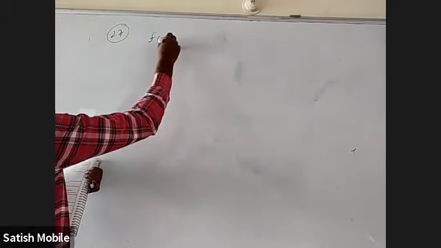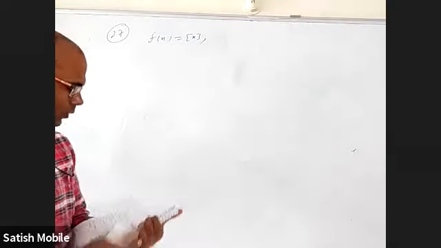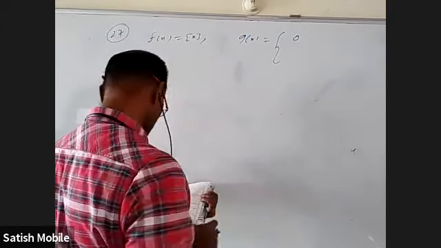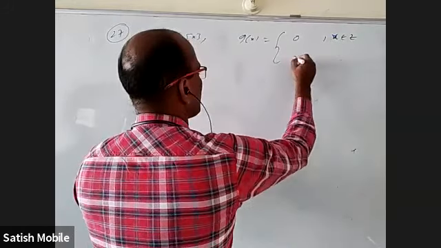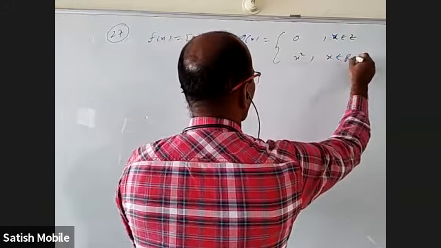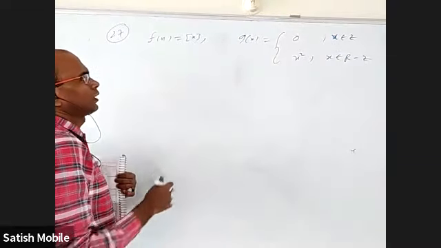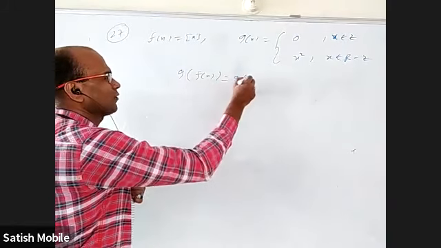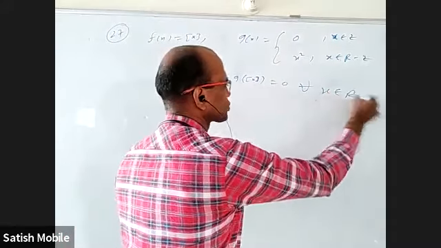Okay, 27. They gave f of x equal to integer part of x and g of x equal to 0 if x belongs to Z, and x square if x belongs to all real numbers except Z. Now, if I take g of f of x, that is g of integer part of x, it is 0 for all x belongs to R.